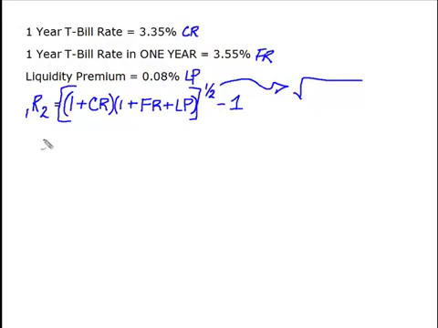Alright, so I'm going to go ahead and solve. So I'm going to say 1 plus my current rate of 0.0335, which is that little first part. And now I'm going to multiply that by 1 plus the future rate, which is 0.0355. And I'm going to add my liquidity premium.